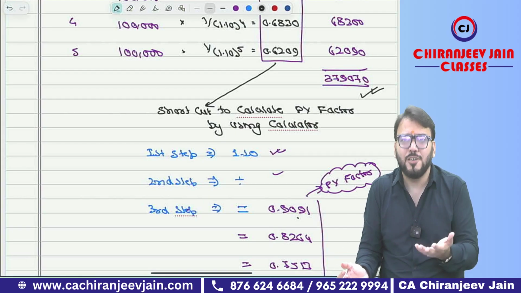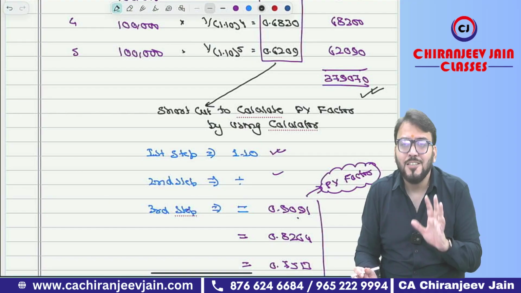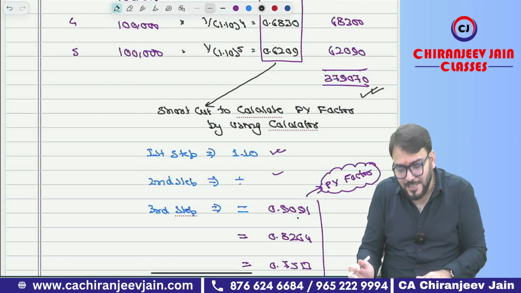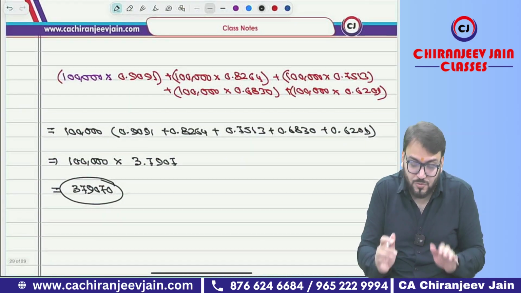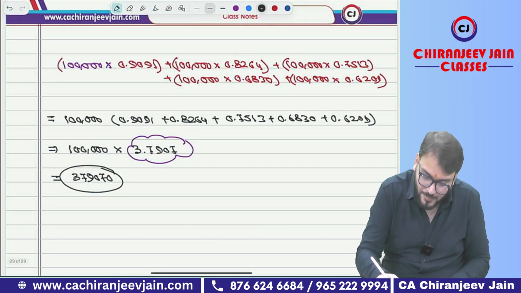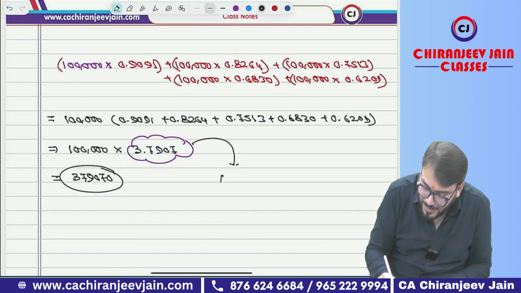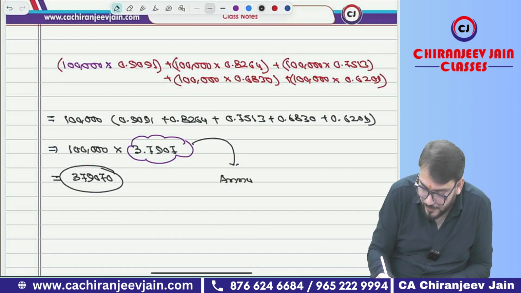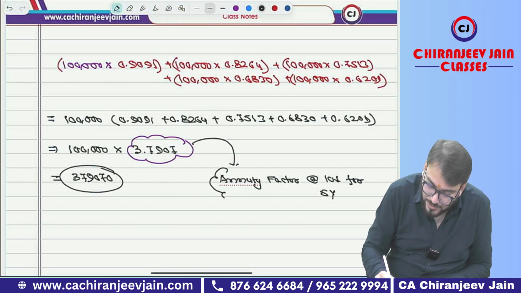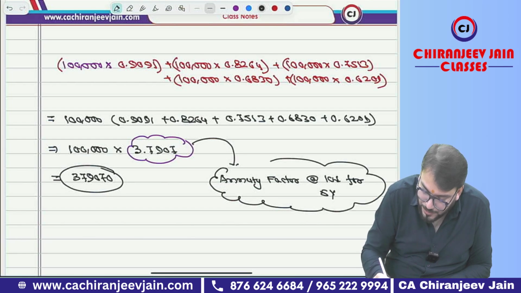This is mathematics. What are you teaching, sir? We know this much math. You will say like this, sir, we know this much. We have understood. We can take 1 lakh common out. I just want to explain. This is known as annuity factor. Annuity factor at the rate of 10% for 5 years. So this is the annuity factor. We call it annuity factor.